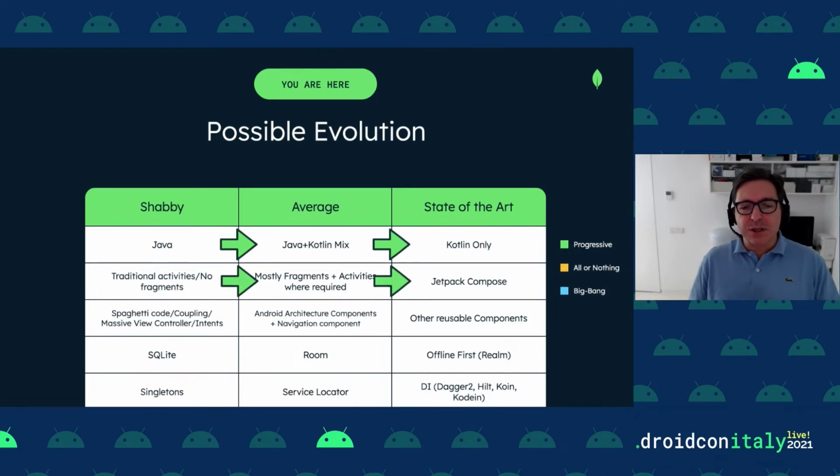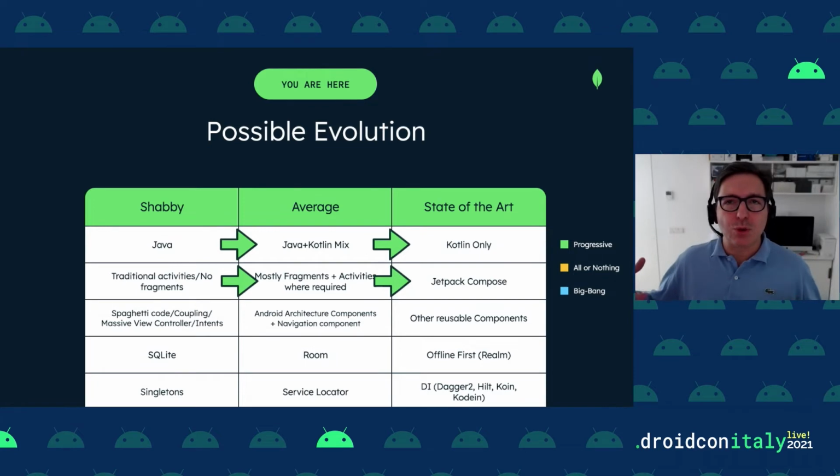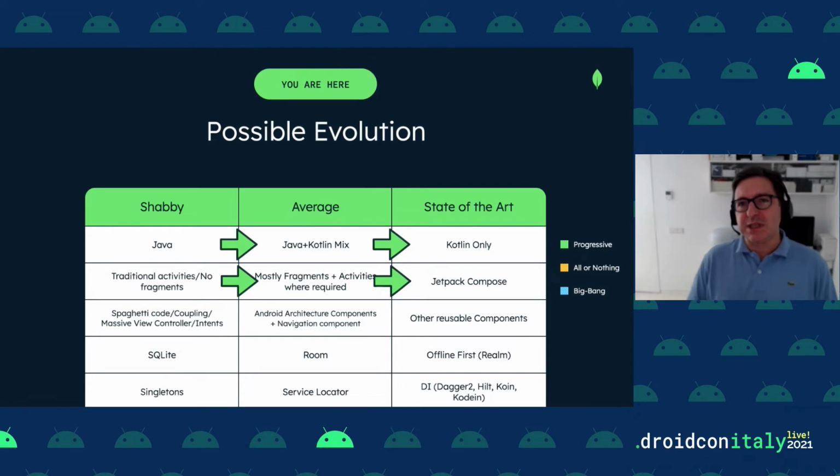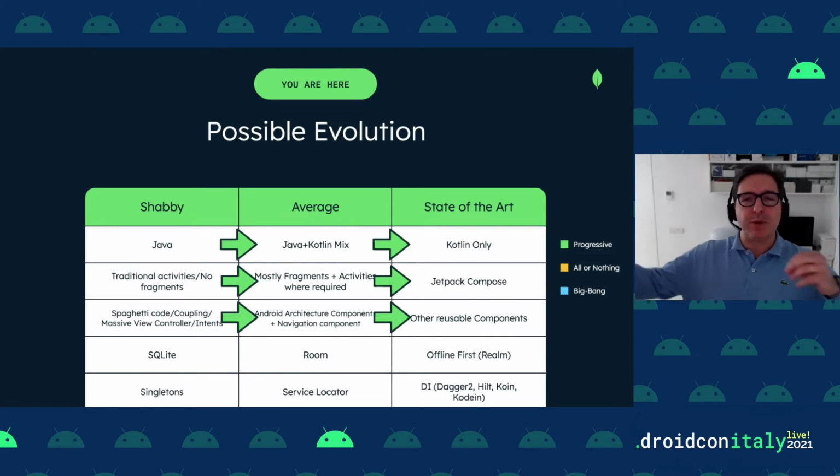Transition from activities to introducing some fragments, and then maybe go into a newer paradigm of user interface implementation, which is Jetpack Compose, reactive, very nice, declarative in the way that the activities of fragments cannot be. You probably want to have some architecture, and if you have nothing, the basics could be good, but if you are already there, you want to go into having other components that can be reused, that can be abstracted away, and that can be replaced.